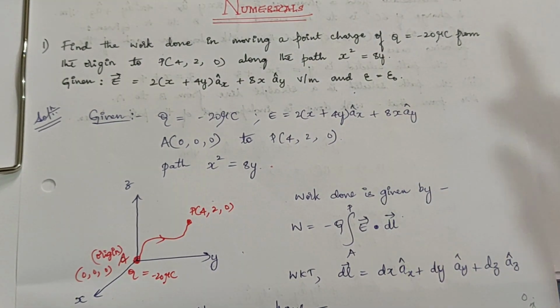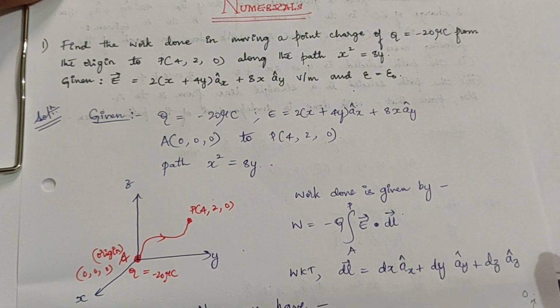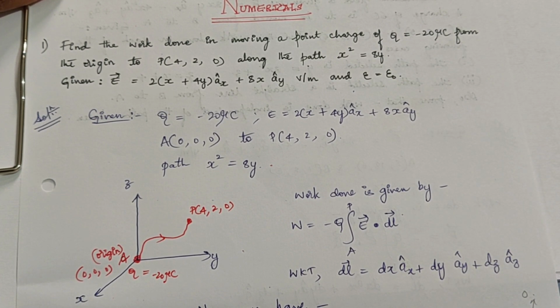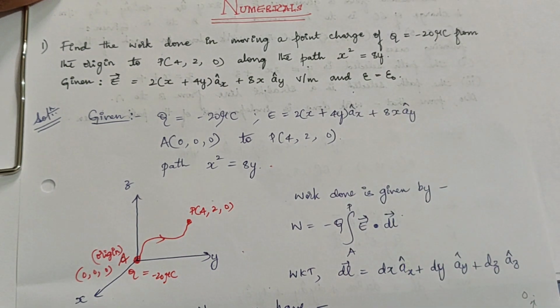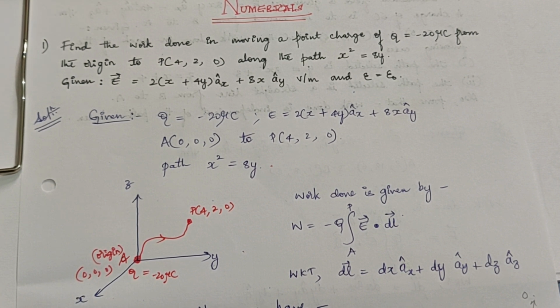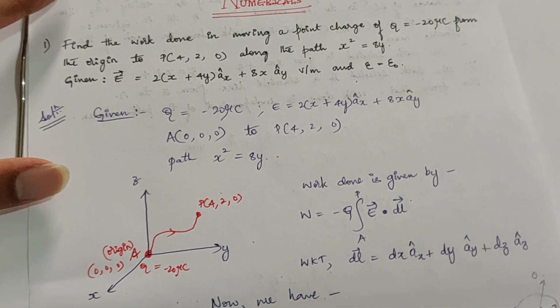It says find the work done in moving a point charge of Q equal to minus 20 microcoulomb from the origin to point P of (4, 2, 0) along the path x square is equal to 8y. Given E is equal to 2 into (x plus 4y) ax cap plus 8x ay cap volt per meter, and you can take epsilon as epsilon naught. Consider this as free space. Okay, we just write down whatever is given.